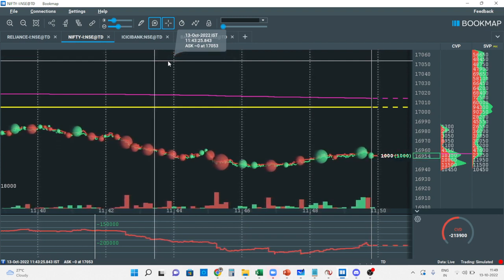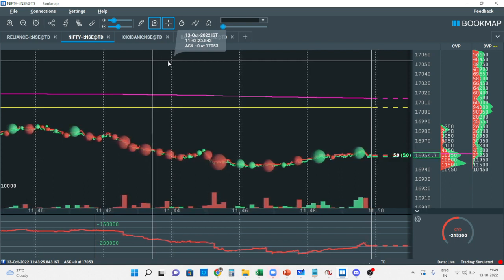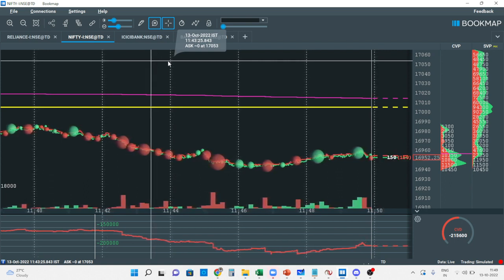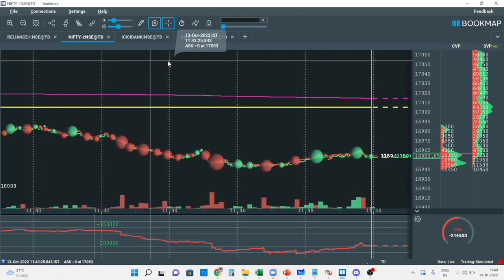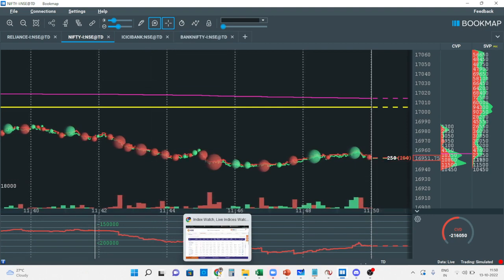The intensity of the selling was quite high from these kind of heavyweights. So these are heavyweights, right? ICICI Bank is a heavyweight, HDFC Bank is a heavyweight, TCS is a heavyweight. So if you want to see who is doing most of the activity, you can go and check out the heat map.